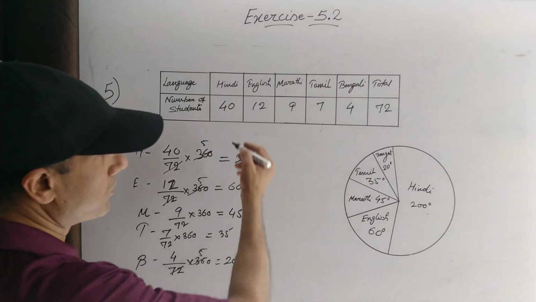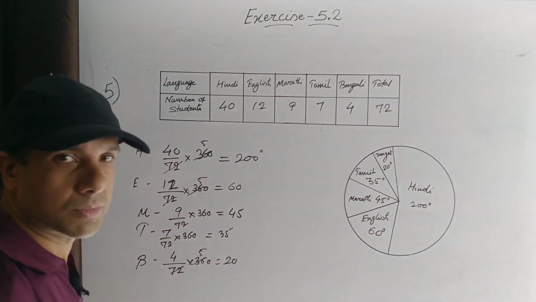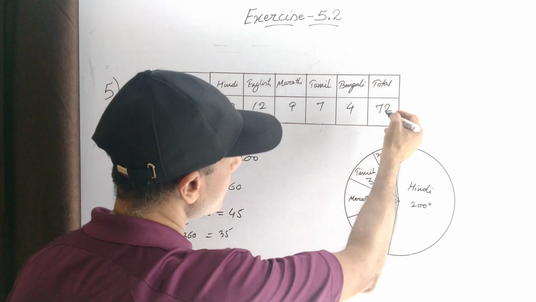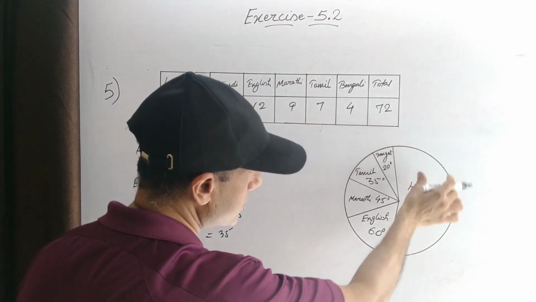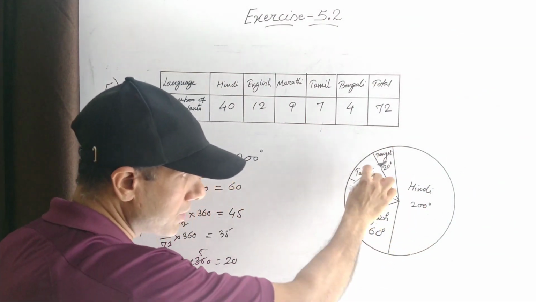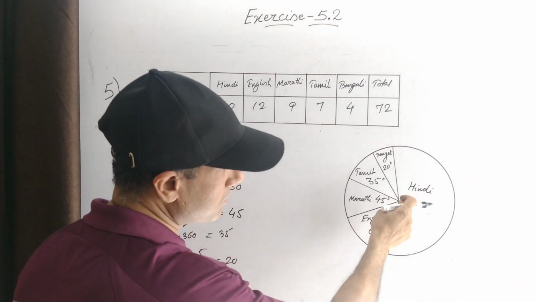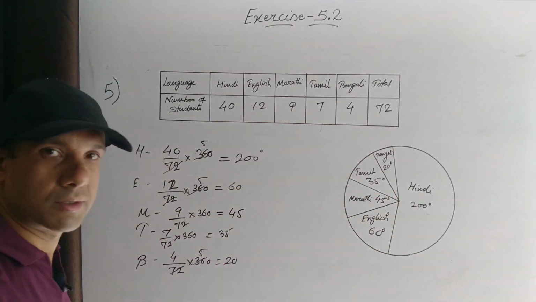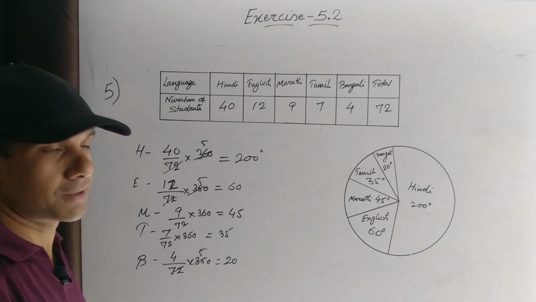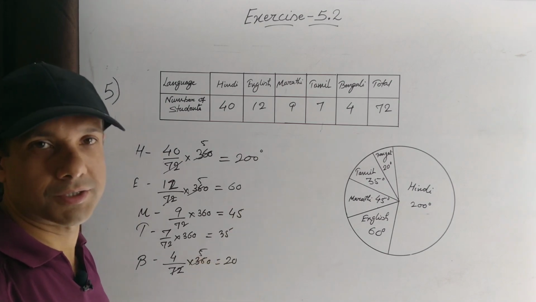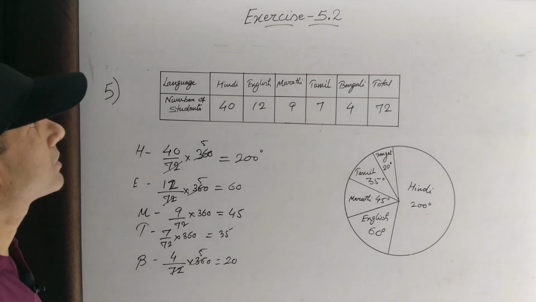Clear? So from this data, we have obtained this pie chart where the language-speaking people have been represented in sectors, and the internal angle, that is the circle angle, corresponds to it, and altogether forms a circle. Hence the total angle is 360 degrees. So this completes our exercise 5.2.